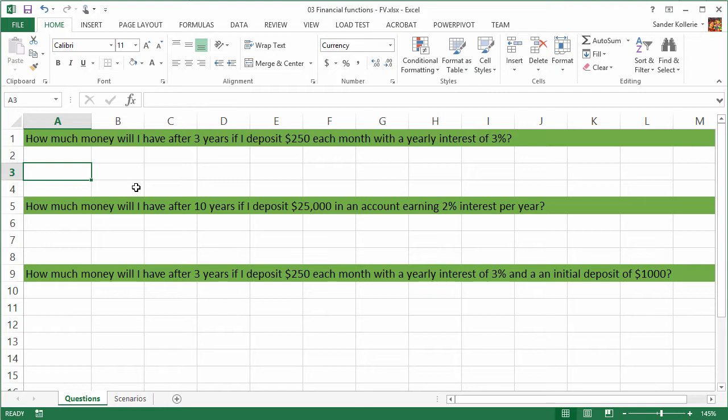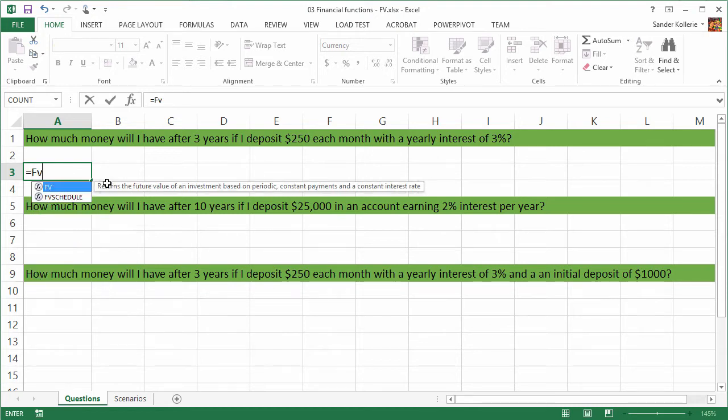How much money will I have after 3 years if I deposit $250 each month with a yearly interest of 3%? Okay, so we're going to use the future value function, and fortunately it has an abbreviation, so it's FV. And then the first question is the rate. Well, in this case it's 3%. We divide that by 12. Then we need the periods, and the periods are 3 times 12, 3 years times 12 months.